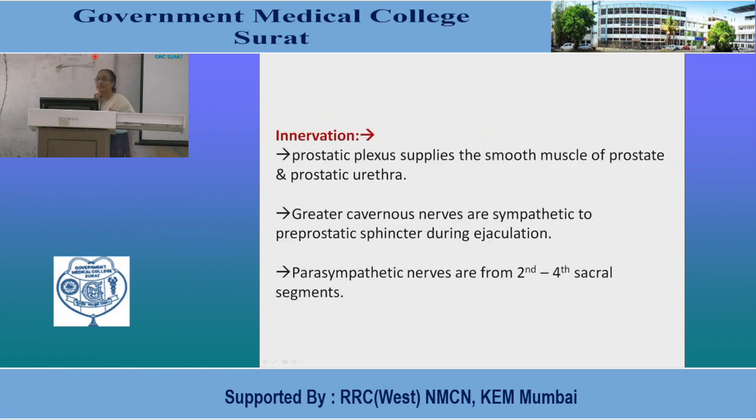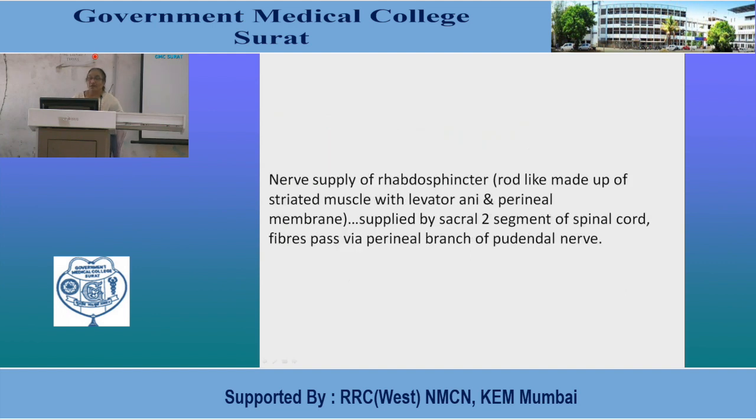Now the nerve supply, innervation. The prostatic plexus supplies the smooth muscle of the prostate and the prostatic urethra. The greater cavernous nerves are sympathetic to the pre-prostatic sphincter during ejaculation. The parasympathetic nerves are from the second to fourth sacral segments. Now the supply of the rhabdosphincter. What is the rhabdosphincter? It is a rod-like sphincter made up of striated muscle with levator ani and the perineal membrane, supplied by fibers of the sacral 2 segment of the spinal cord, which pass via the perineal branch of the pudendal nerve.